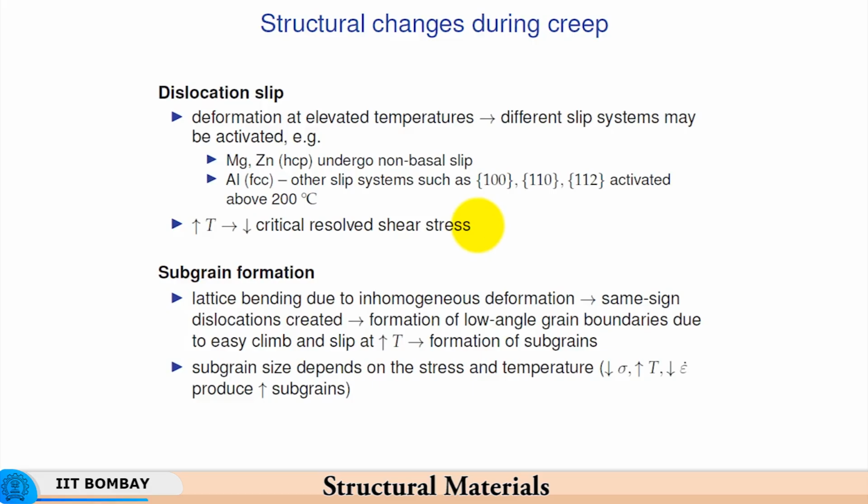So, if you look at the structural changes in creep, we have dislocation slip, and there is deformation at elevated temperatures. So, there can be formation of compounds, there can be formation of intermetallic phases, right, strain induced phases and so on, and then you have dislocation slip leading subsequently to subgrain formation. Subgrain formation occurs at a large dislocation density. So, as the dislocation density increases over a period of time, again this happens over a large period of time, then the dislocation density leads to subgrain formation, and subgrain formation results in formation of low angle grain boundaries, and so there is a possibility of easy climb and slip at increasing temperatures and formation of subgrains.